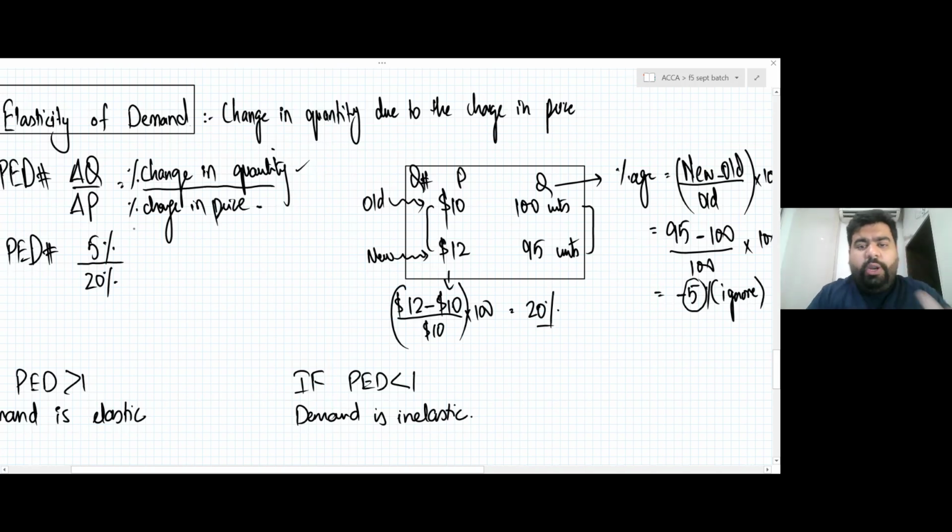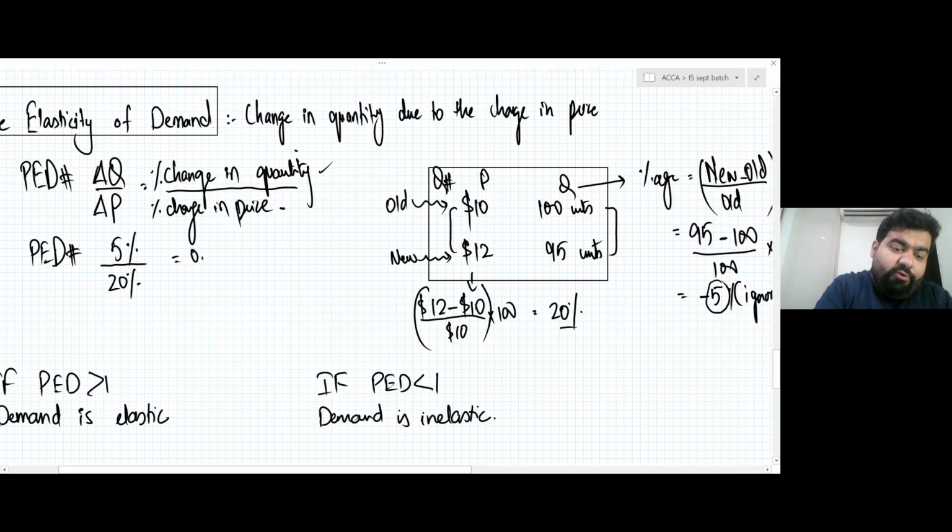Now here, what is the outcome? What is the outcome saying? It means that this product does not have a good elasticity of demand. How? Because you are increasing the price by 20%, but your quantity decreased just by 5%. The price increased by more in percentage, but the quantity decreased less as compared to the price increase. So the answer will be 0.25.